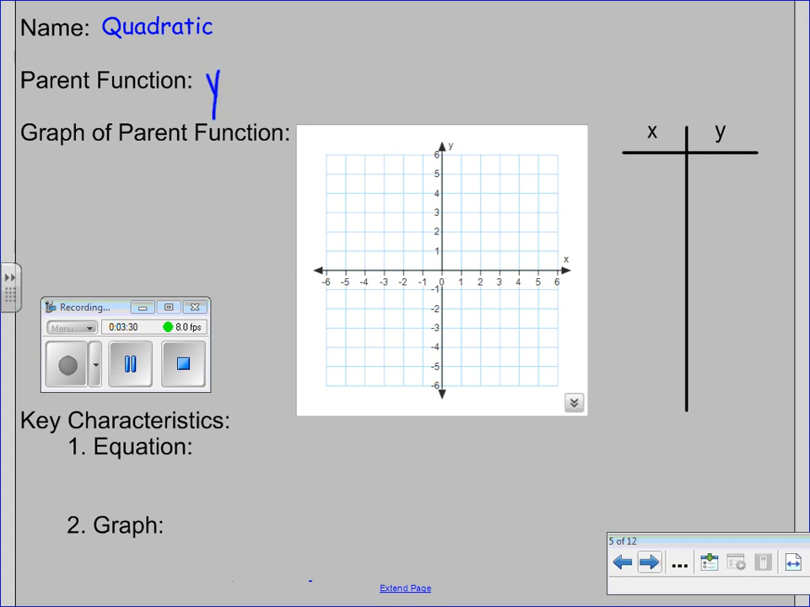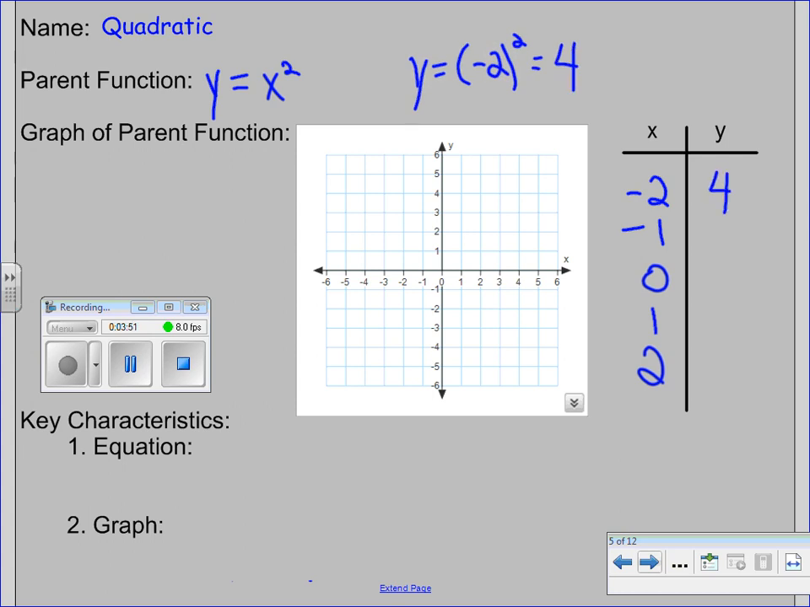The parent function for that is y equals x squared. I think a square is a quadrilateral, so quadratic. So let's plug in our usual suspects here. When you plug in -2 into this function, -2 squared means -2 times -2, which you should know comes out to be +4. -1 squared is +1, 0 squared is 0, 1 squared is 1, and 2 squared is 4. So there are our coordinate points: -2, +4, -1, 1, 0, 0, 1, 1, and 2, 4. We get this U-shaped curve.